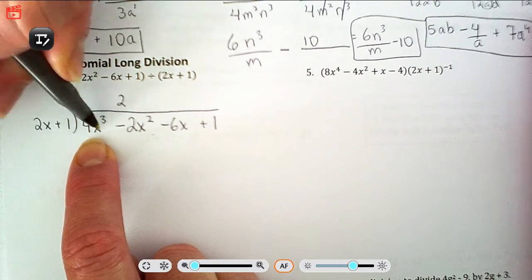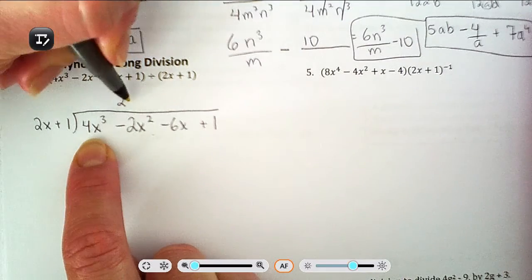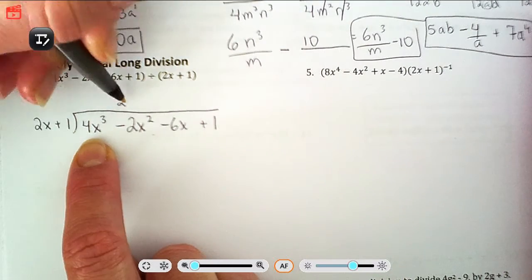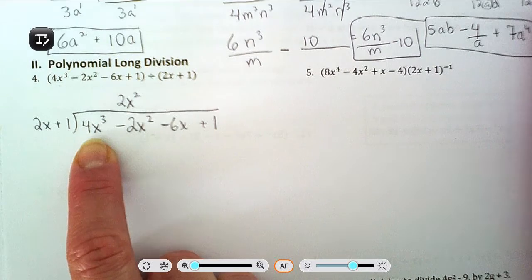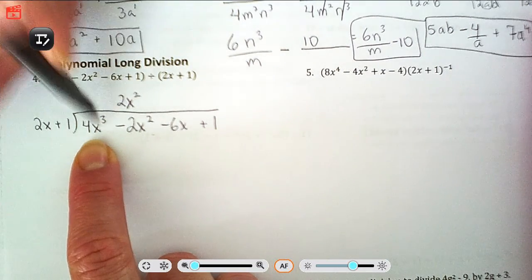What times x is going to get me x to the third? And place it right here next to your 2. So what times x gets you x to the third? We need x squared more. X squared times x will get me x to the third.